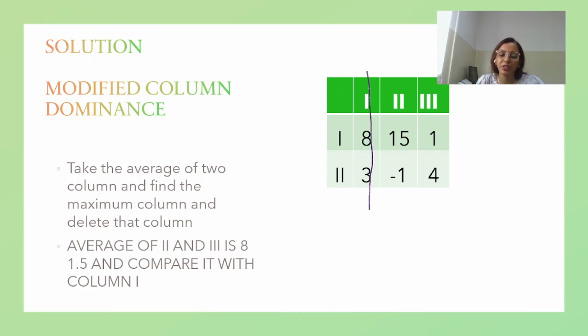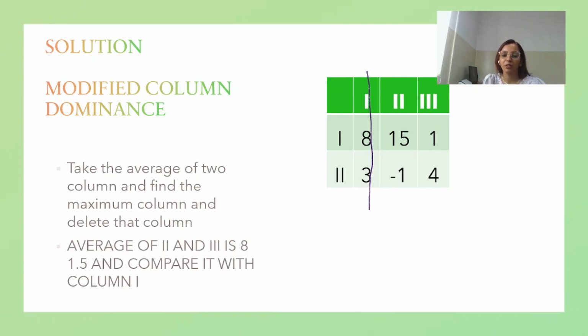So what we do? We delete column number 1 to get the modified column dominance and find the optimum strategy for player B. Now for player B, what will be the optimum strategy? That will be the second and the third one. Right? Now we can easily apply the concept of 2x2 zero sum game.